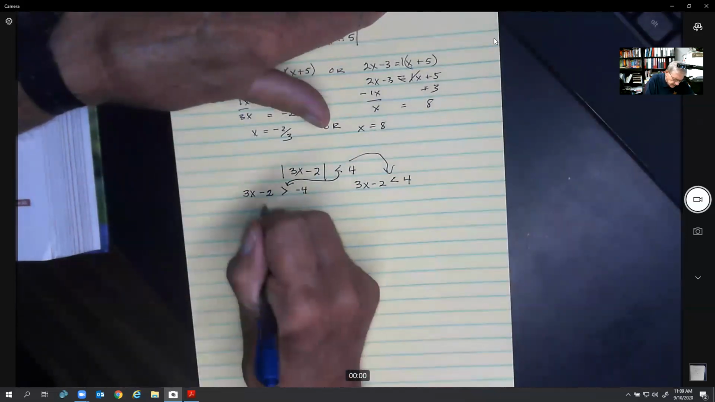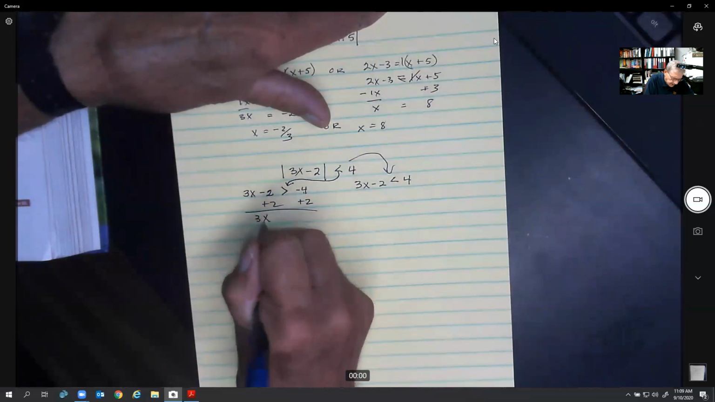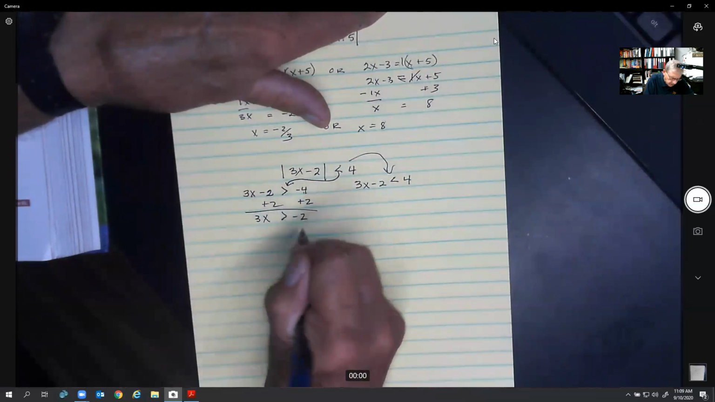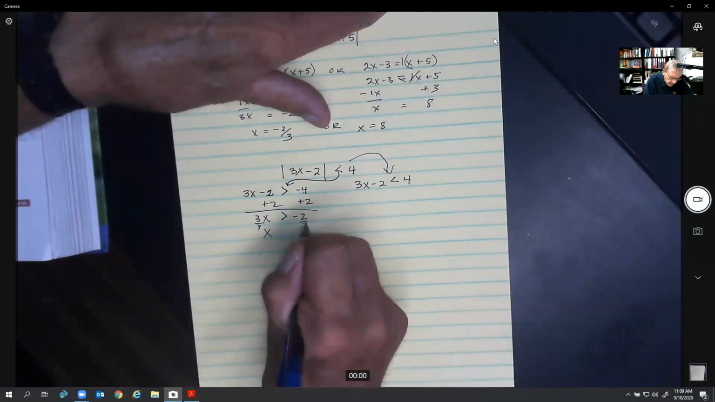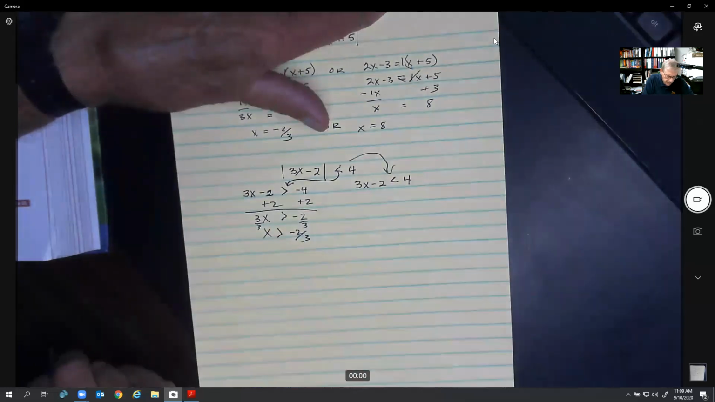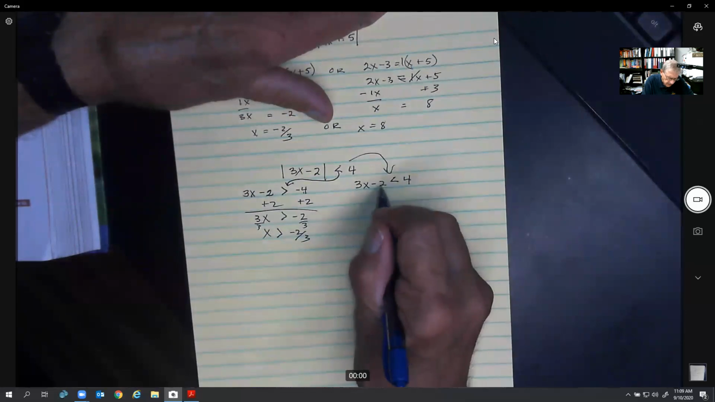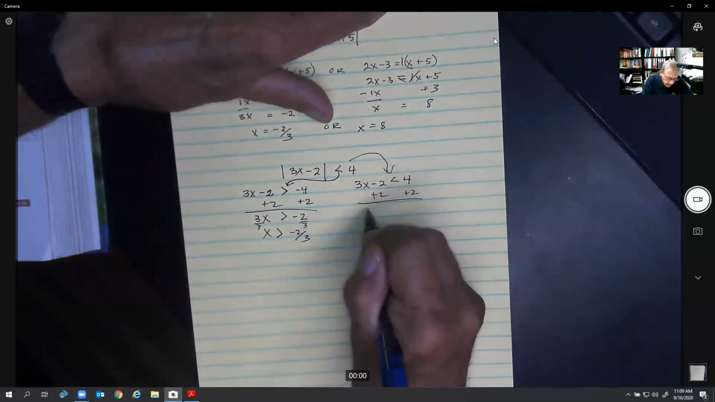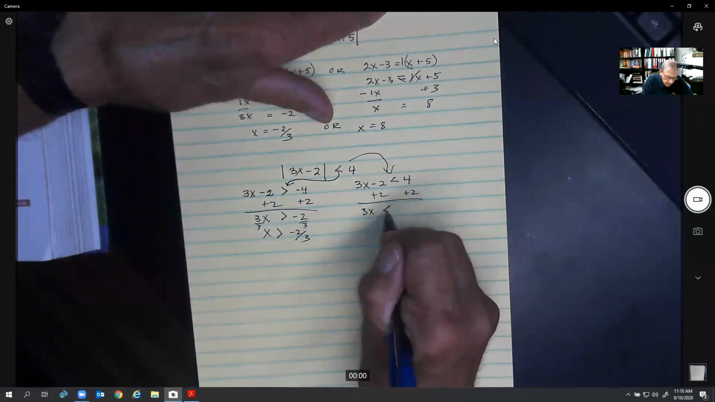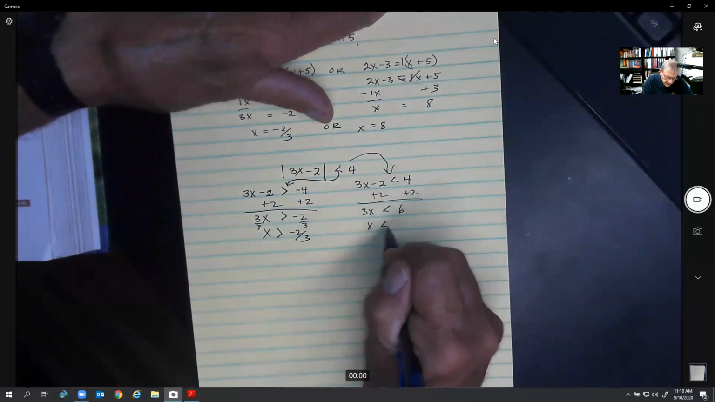So all we got to do is add 2 to both sides. 3x is still greater than negative 2. And then divide by 3. X is greater than negative 2/3. Okay, now we're going to solve this one. We're going to add 2 to both sides. 3x is less than 6. X is less than 2.